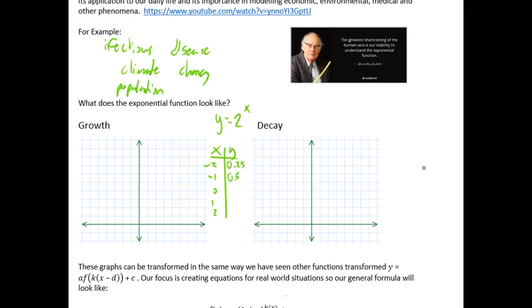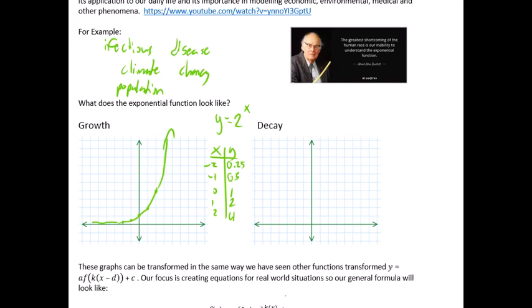2 to the power of 0 is 1. We know the power of 0 is 1. 2 to the power of 1 is 2. 2 to the power of 2 is 4. So if we plot these points, we have (-2, 0.25), (-1, 0.5), (0, 1), (1, 2), and (2, 4). We can already see this curve is hugging the x-axis here, and all of a sudden just shoots up and starts to skyrocket. That is our growth function. It starts very low and gets very large very, very quick.